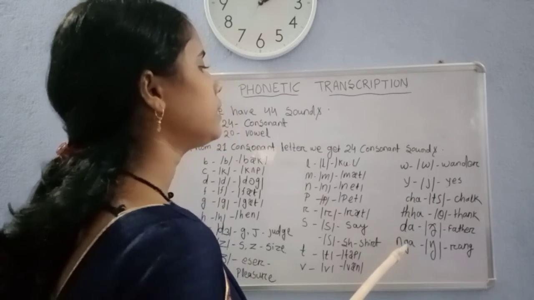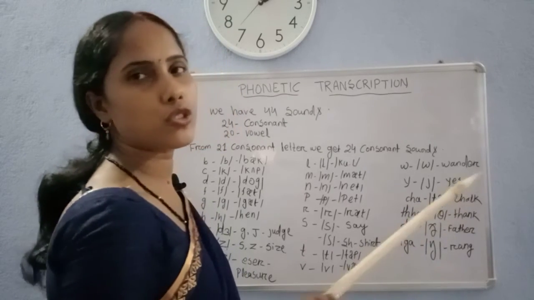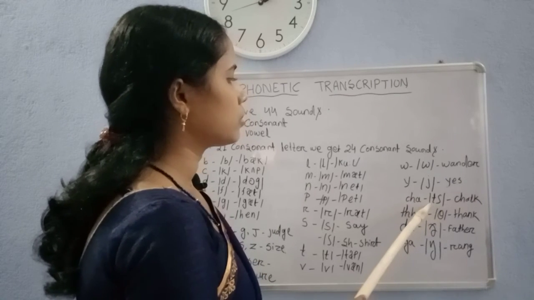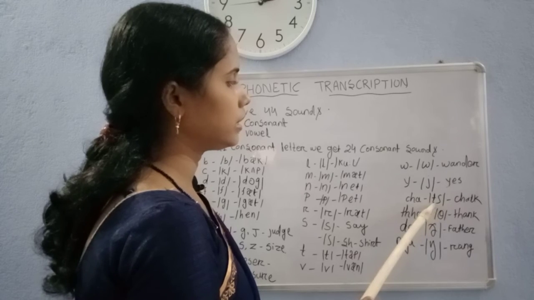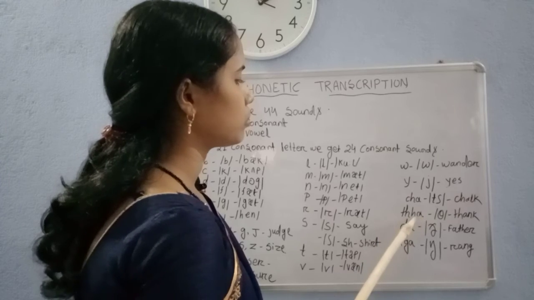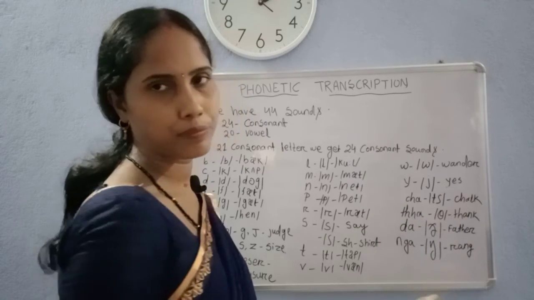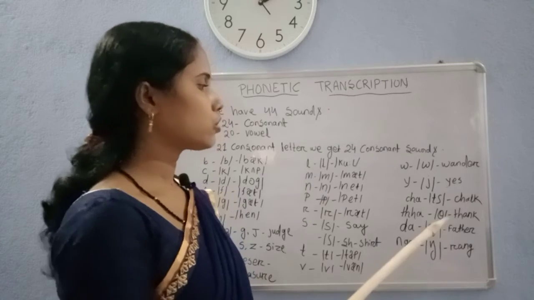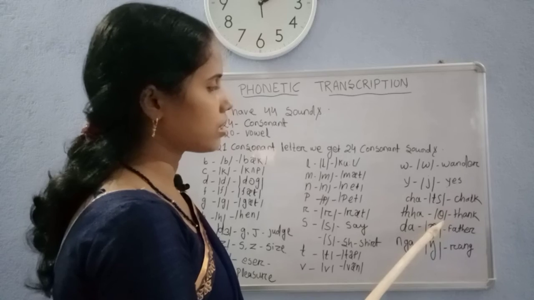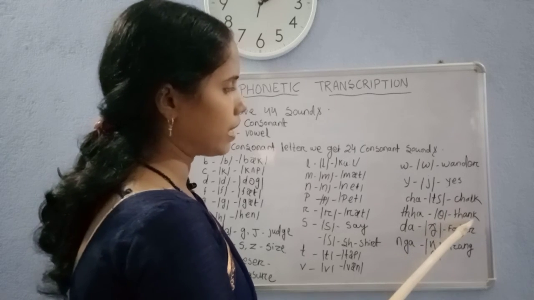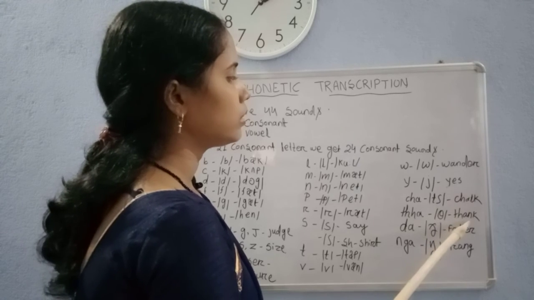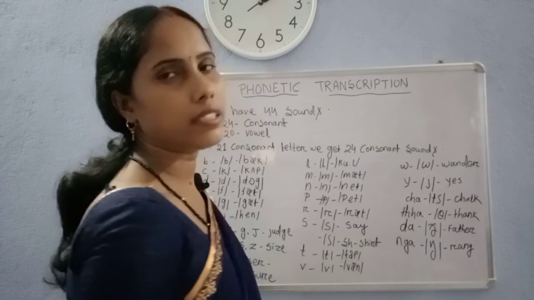Then come to this sound, the ch sound, when we have to write the word chalk. For the ch sound, this is the mark, t-ʃ. Then for the th sound, as in the word thank, the th sound is like theta. When you transcribe this word thank, you will write theta, then the a sound, then n, then the k sound.